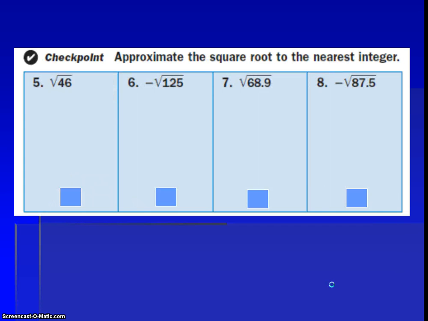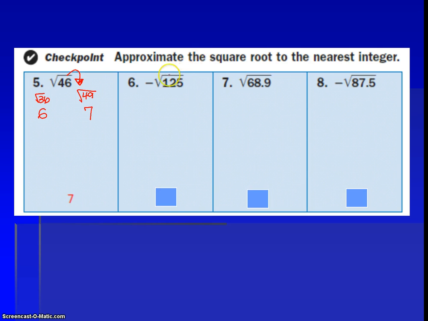Let's try another one of those before I let you do some on your own. The square root of 46. We know that 46 is close to 49, and we can also say it's close to 36. The square root of 49 is 7. The square root of 36 is 6. I would say this is closer to 49, so I would approximate that it is 7.